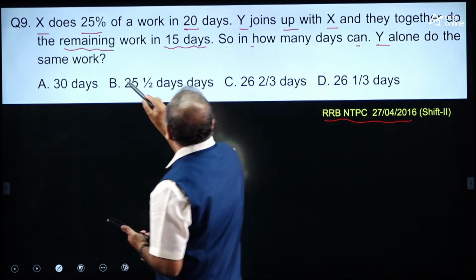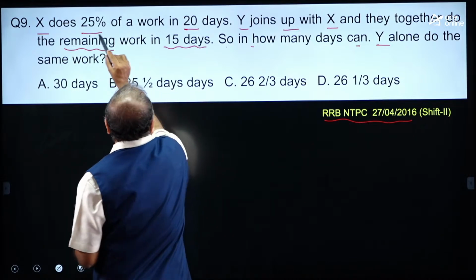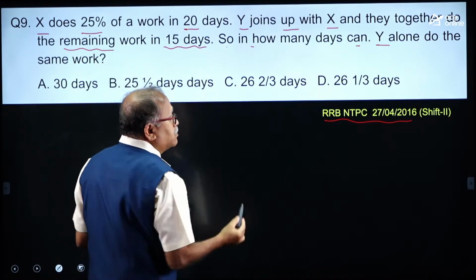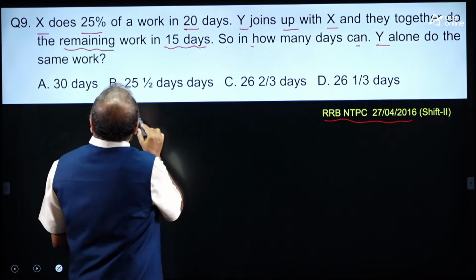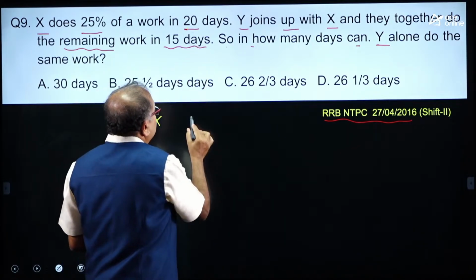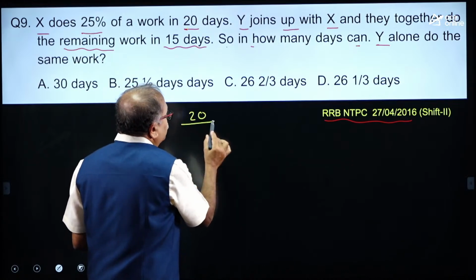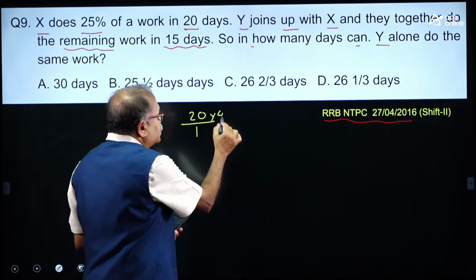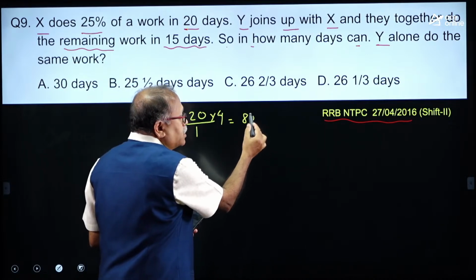So the very first thing I know is that in 20 days, 25% of the work he has completed. So X will complete one work in how many days? That is 20 divided by 25%, that is 1 by 4. So X completes one work in 80 days.